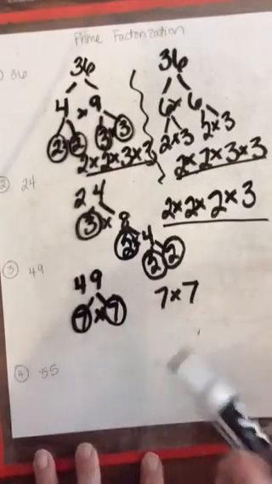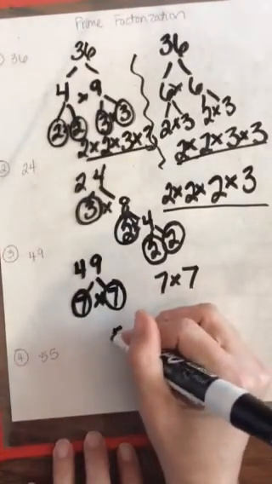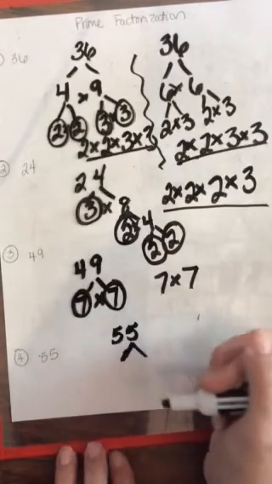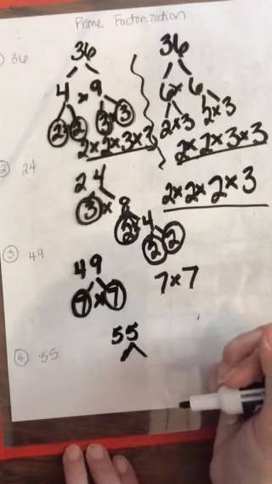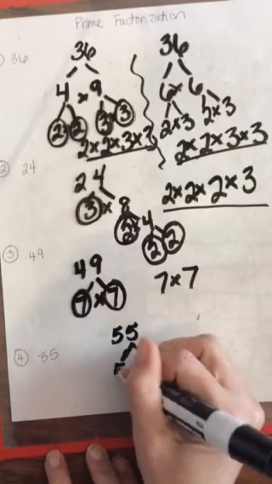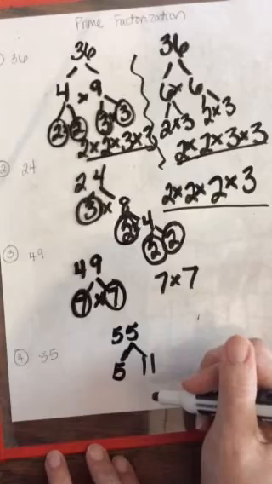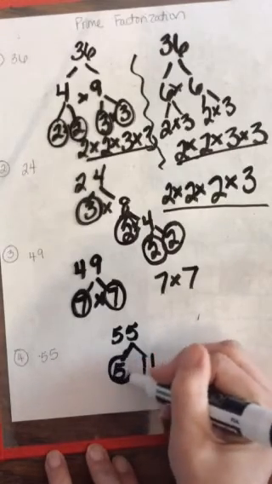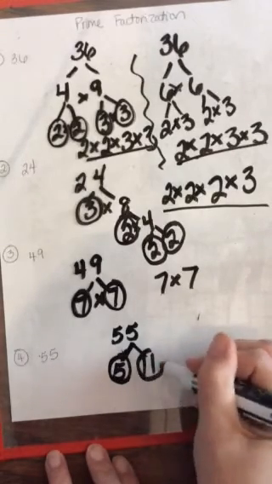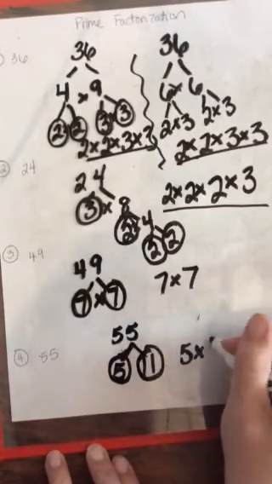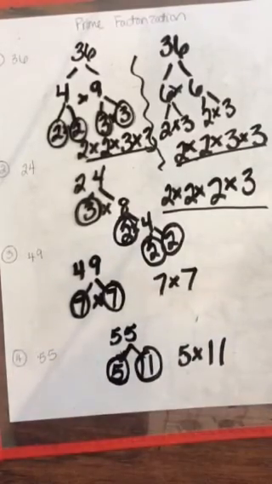So they don't always have to be super elaborate or super challenging, although we like to challenge your brain sometimes. 55. Ways to get 55. I'm going to choose 5 and 11. And this is probably the only way that you're going to choose because I notice 5 is prime and 11 is also prime. So, again, our prime factorization ends up being just 5 times 11.